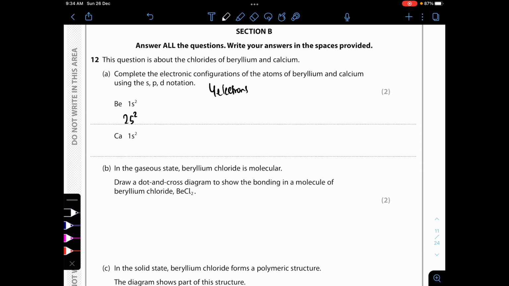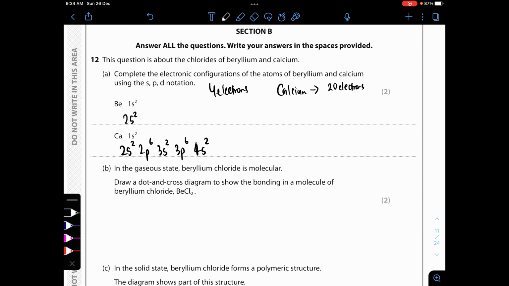Calcium, on the other hand, has how many electrons? It has 20 electrons, because it has 20 protons. So that's 1s2, 2s2, so that's 4. 2p6, so that's 10. 3s2, so that's how much? 2, 4, that's 12. And then we have 3p6, that's 18. And 4s2, now that's 20.